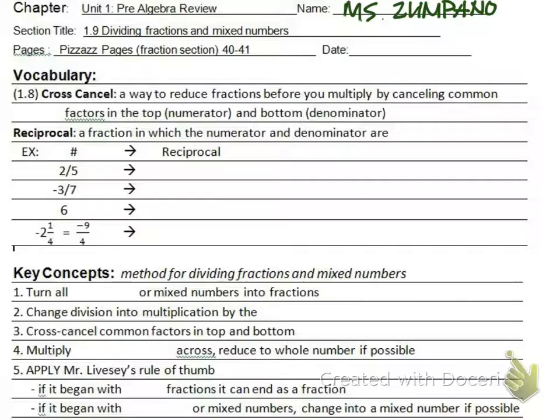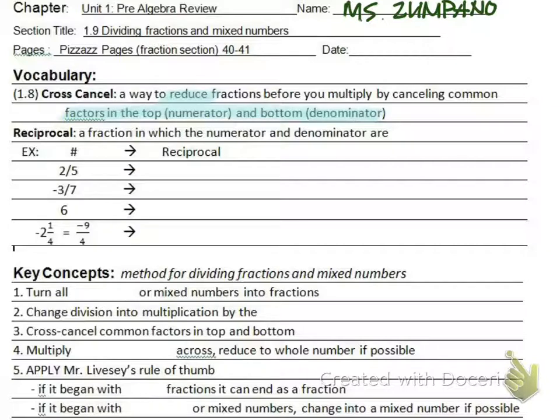We're going to start off with some vocabulary from a previous video. So cross cancel is from 1.8, and it's a way to reduce fractions before you multiply by canceling common factors. So again, the idea here is that it's a reduction for cross canceling, and it's a factor that is both in the numerator and the denominator. So we're going to use that in 1.9 on dividing fractions and mixed numbers.